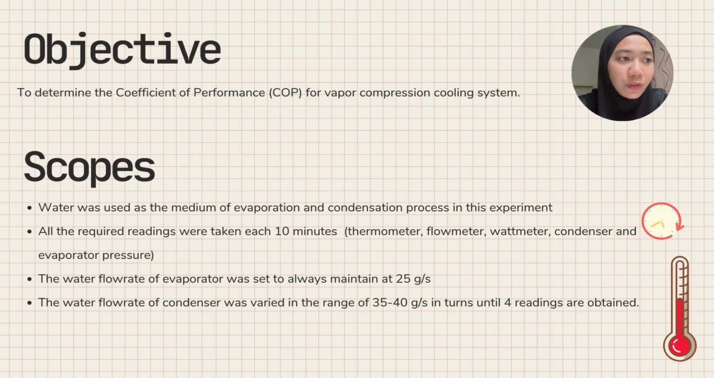The scopes for this experiment are, first, water was used as the medium of evaporation and condensation process in this experiment. The second one is all the required readings were taken every 10 minutes. The readings are thermometer readings, flow meter, watt meter, and condenser and evaporator pressure readings. The third one is the water flow rate of the evaporator was set to always be maintained at 25 gram per second. And lastly, the water flow rate of the condenser was varied in the range of 35 to 40 gram per second in turns until 4 readings are obtained.